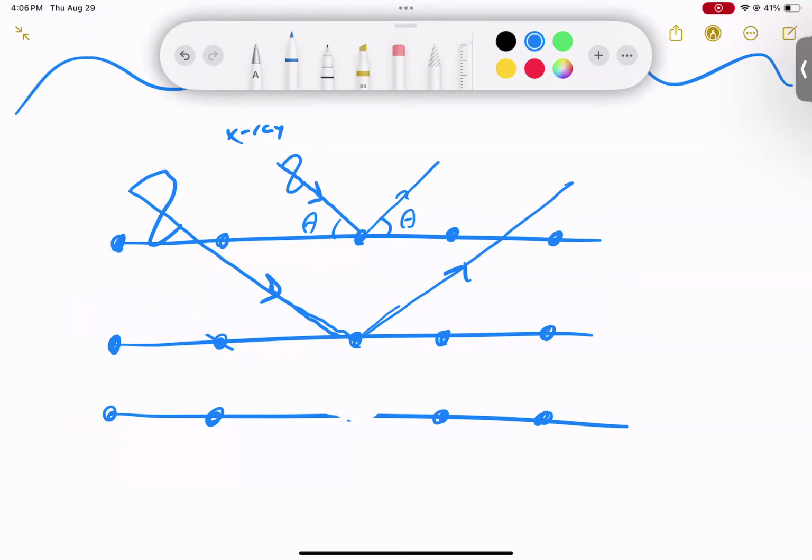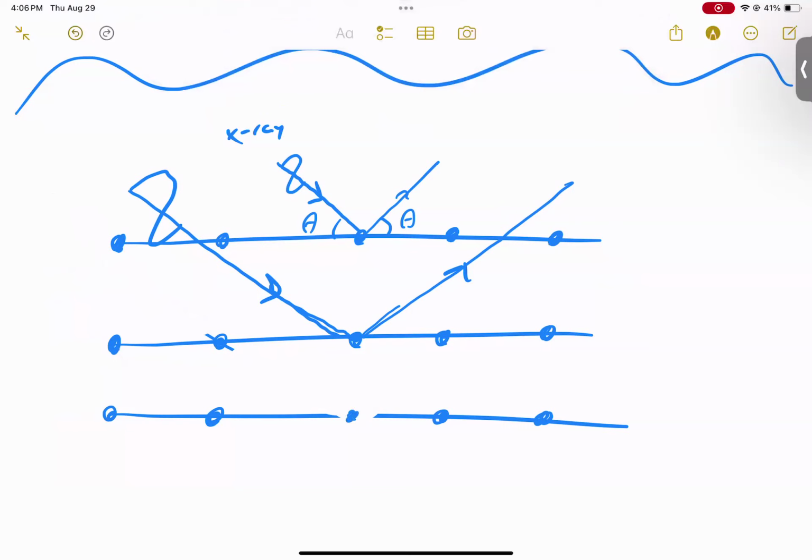This part's going to take a while because I always struggle with the third layer. There it is. That's a little better.